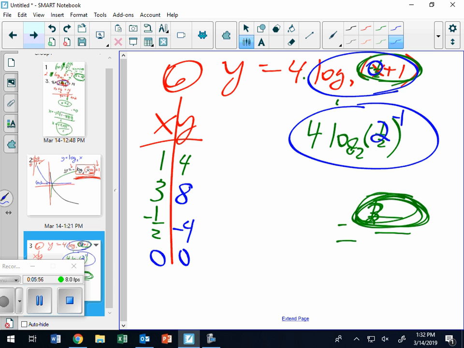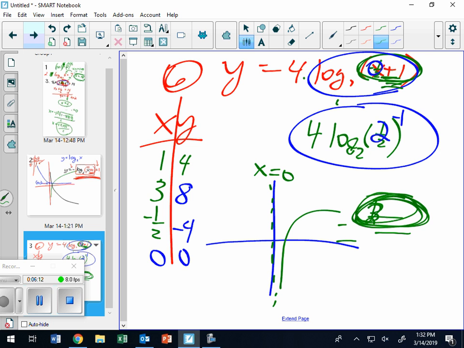The asymptote is, well, where is it in the first place? Remember, the log looks like that. And the asymptote's here, which is the y-axis, otherwise known as x equals 0. Did it get moved? Yeah, which way did this move it? Left 1. So then my asymptote is at negative 1. Negative 1 is the asymptote.